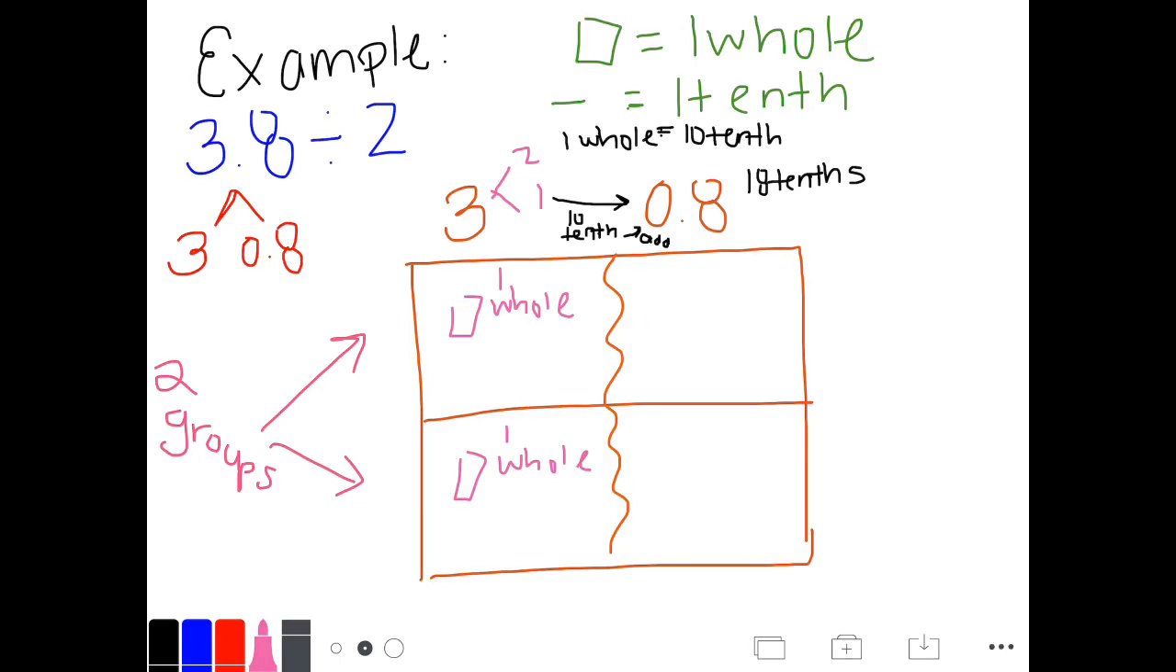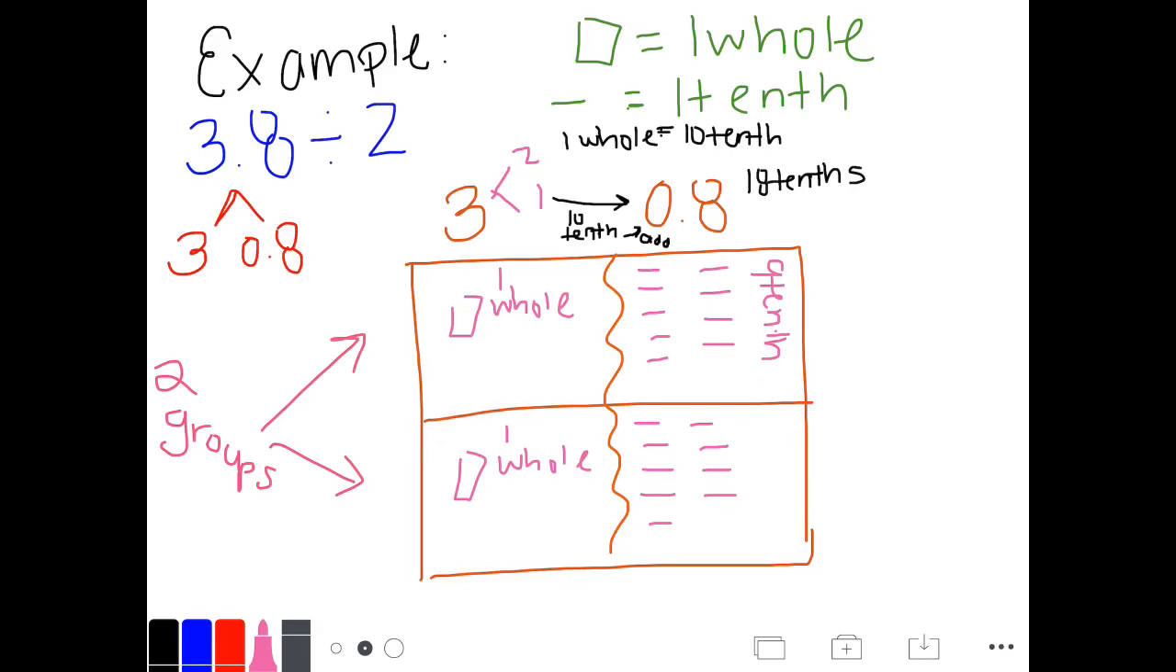Ignore those, please. And then I actually go back and forth between my 2 groups. 1/10, 1/10, 2/10, 2/10, 3/10, 3/10, 4/10, 4/10, all the way up until I do a total of 18 tenths. But in each group, what I will have is 9 tenths, boys and girls. 9 tenths in each group, which adds up to 18 total tenths.